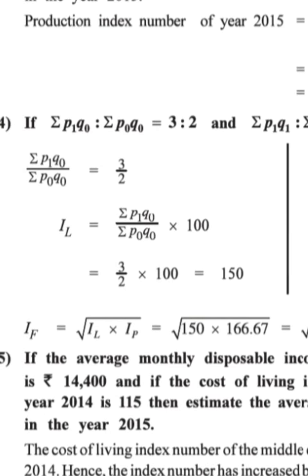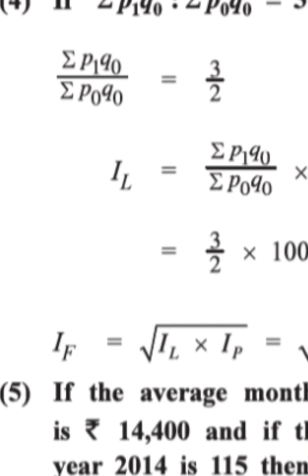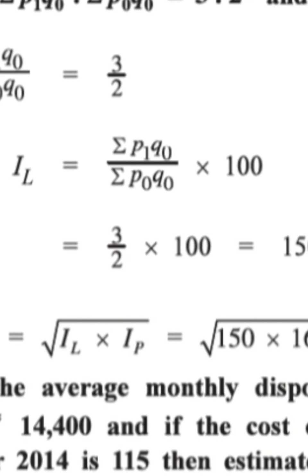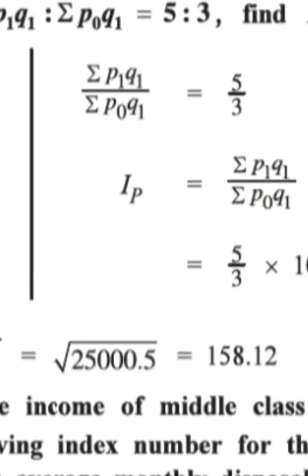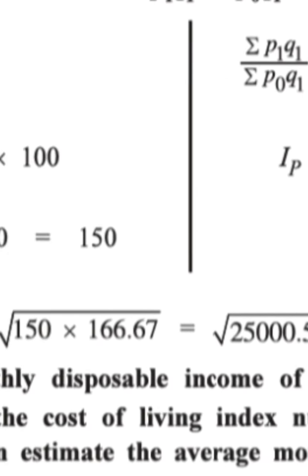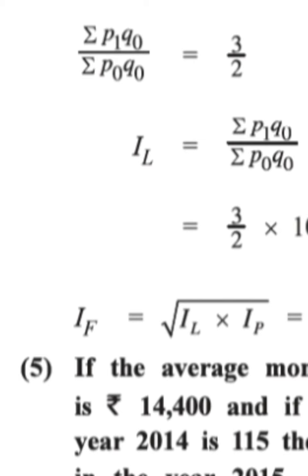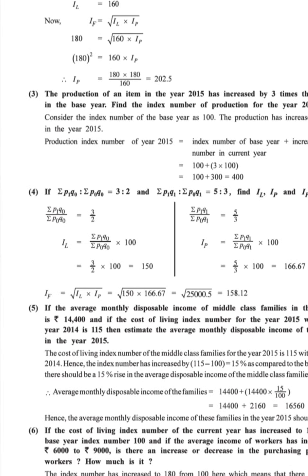Now Fisher's index number, we know that our IF is equal to under root IL into IP. IL we have just found out, that is 150, and IP we have just found out, 166.67, right? You will just solve it out, you will get 158.12, and that 158.12 is our Fisher's index number. That is how we do this fourth sum.